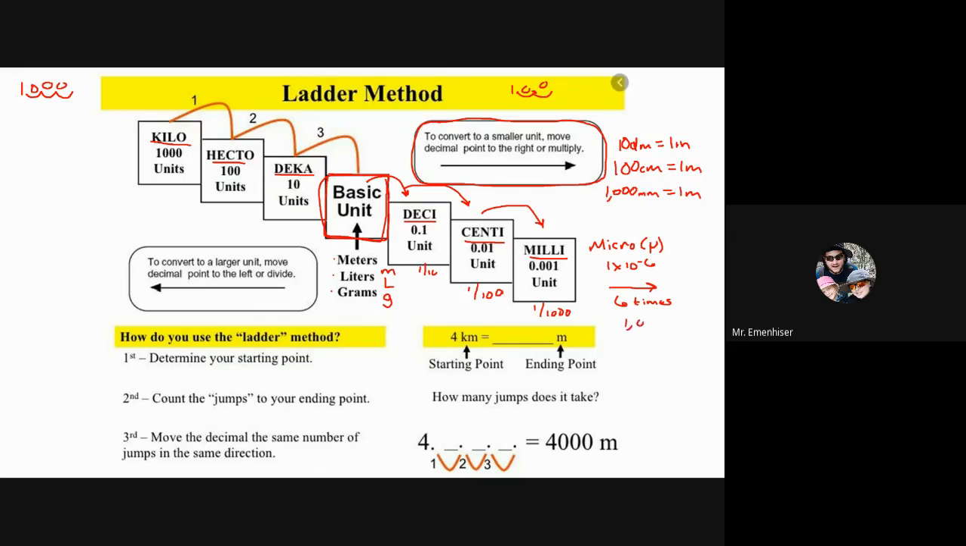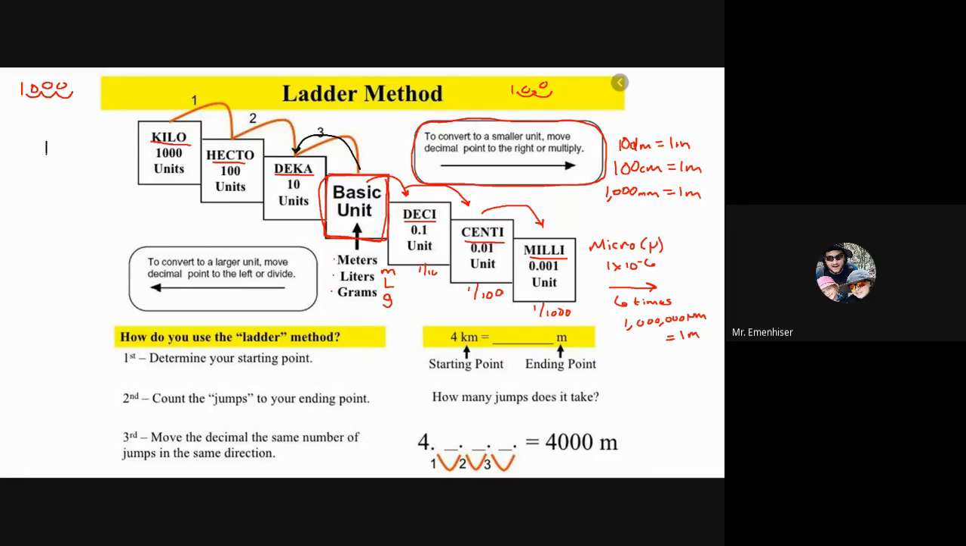So there's 1 million micrometers in 1 meter. It's a millionth of a meter, so it's very tiny. And it keeps going. There's picometers, so on. Now let's go the other way. Let's go to decameters, which is not very common. We go to decameters. We're going to move our decimal that way.